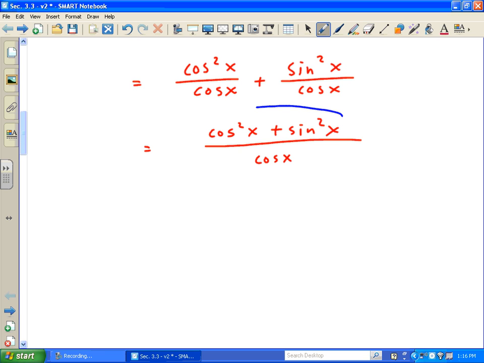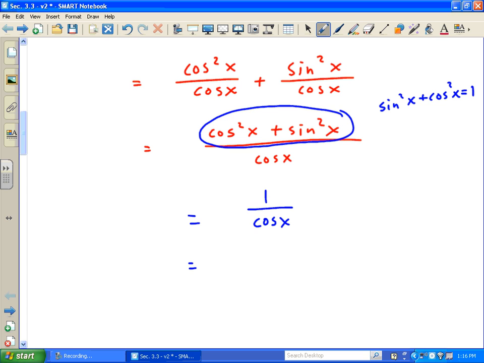In the numerator, I notice that I have something that reminds me of a Pythagorean identity involving trig functions. The one that it should remind me of is that sine squared of x plus cosine squared of x equals 1. It doesn't make a difference that the sine and the cosine squared functions are out of order. That whole numerator can be reduced to 1. So we'll have 1 over cosine of x.